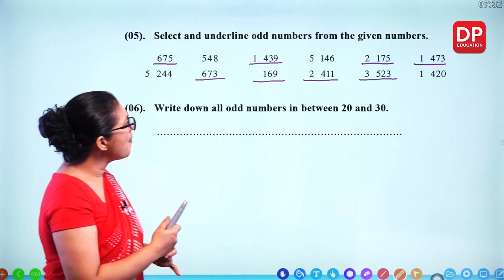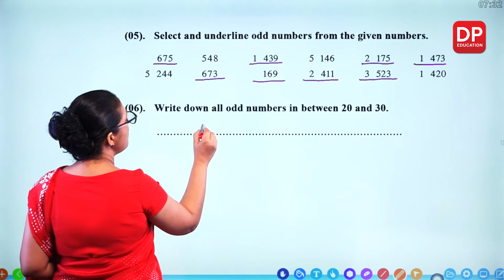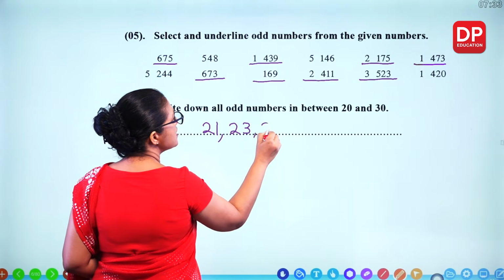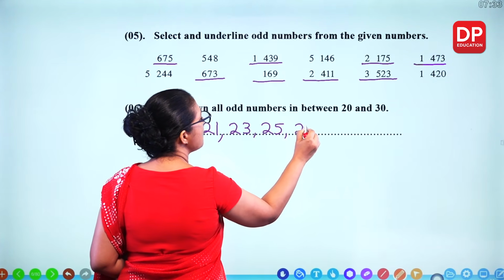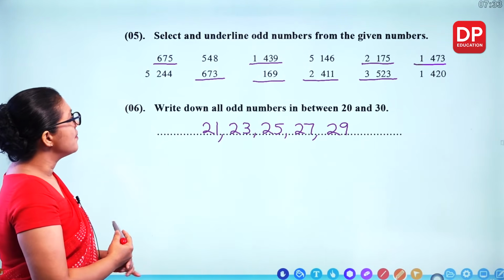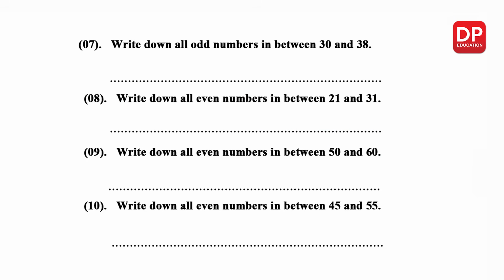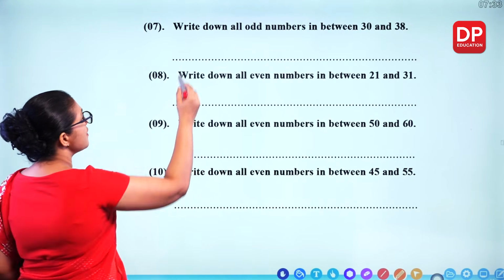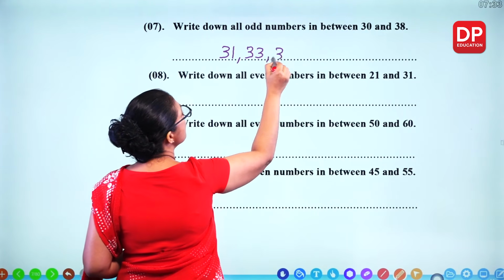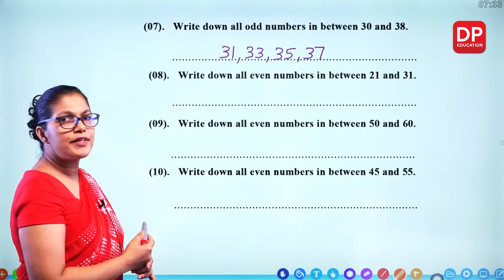Write down all odd numbers in between 20 and 30. So starting from 21, then 23, 25, 27, 29. Write down all odd numbers in between 30 and 38. So starting from 31 you can write 31, 33, 35, 37. So those are odd numbers.